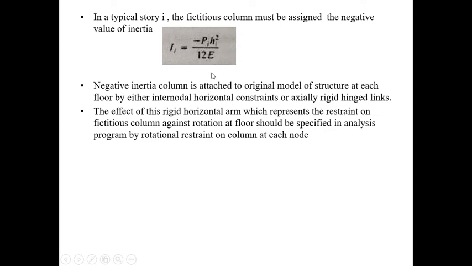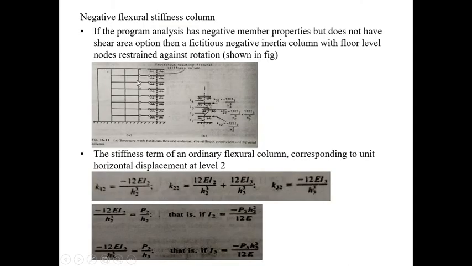Okay. So a negative inertia column will be attached to the original model of the structure at each floor, either by connections, rigid links, or by horizontal constraints. The effect of this rigid horizontal arm represents the restraint on the fictitious column against the rotation of the floor. So the rotation is restricted at each node there, right? So these are the two methods which we can use, either the shear area or the negative inertia column.